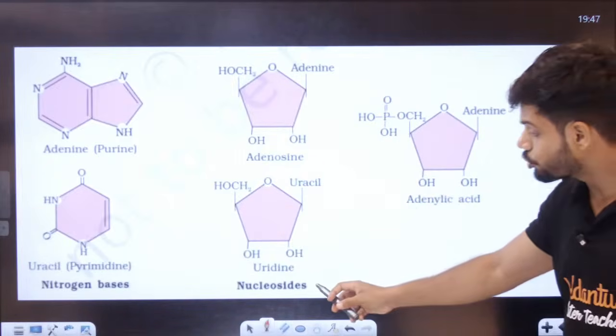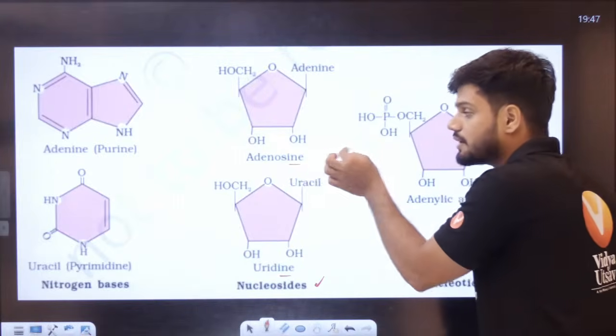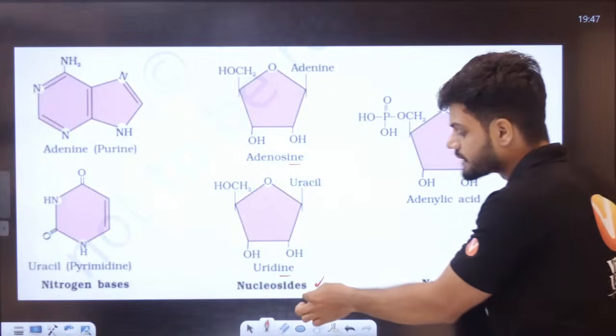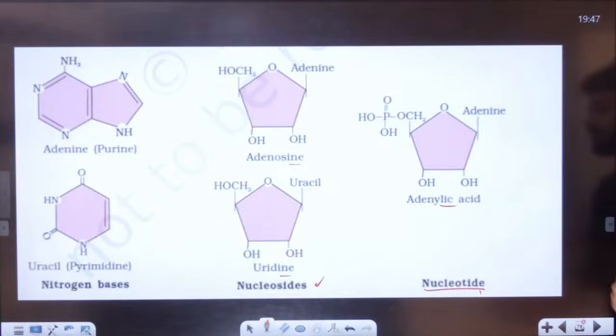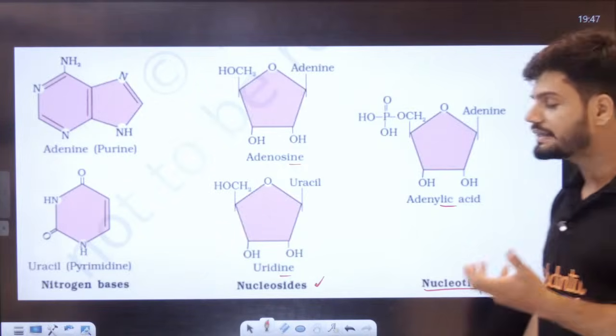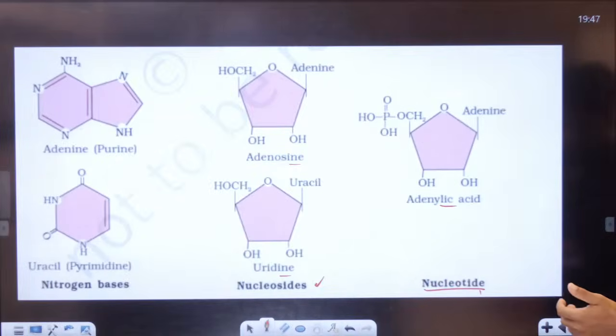Always, students, in a nucleoside we write uridine, adenosine, with INE for nucleoside. But for a nucleotide, we always write ic acid, adenylic acid, right? So ic acid is used for your nucleotide.